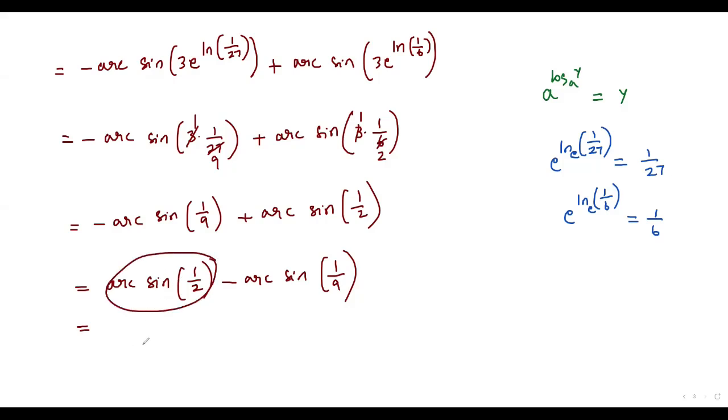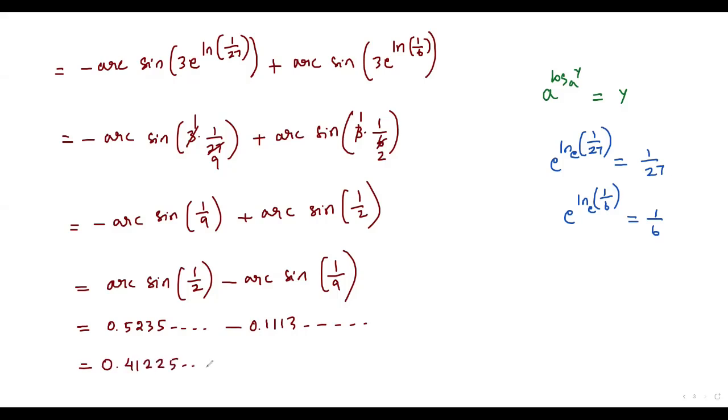Now let me keep my calculator in radians mode, and when I evaluate the value of arc sine of 1 over 2, I'm getting a very long decimal, 0.5235, and it keeps going. When I evaluate the value of arc sine of 1 over 9, again I'm getting a very long decimal, 0.113, it keeps going. So when I do the subtraction, again I'm getting a very long decimal value, 0.41225, it keeps going.